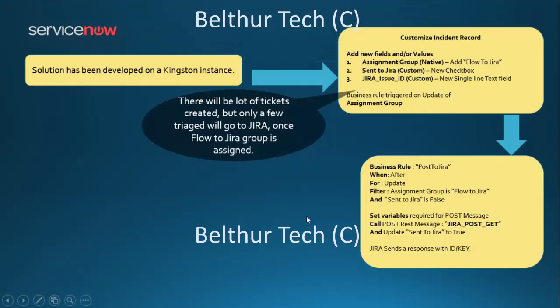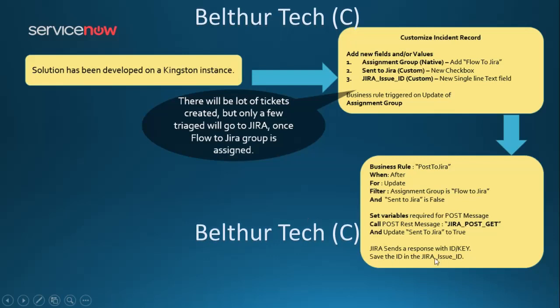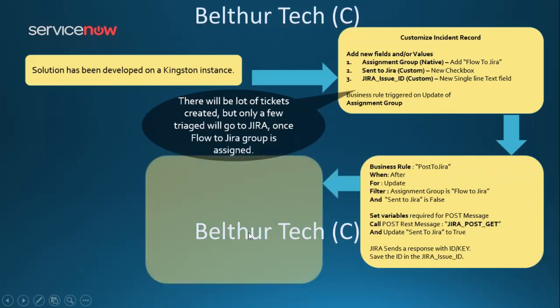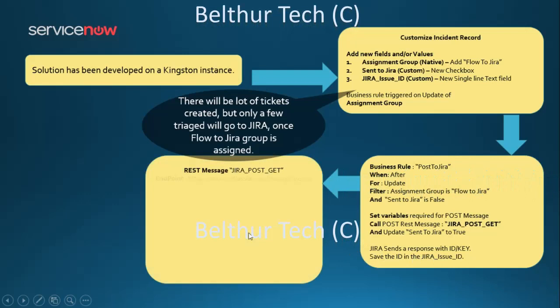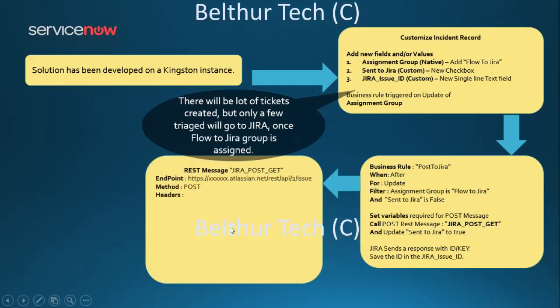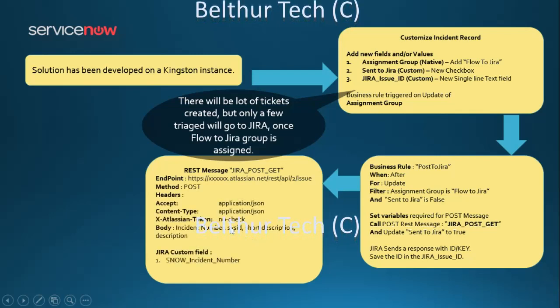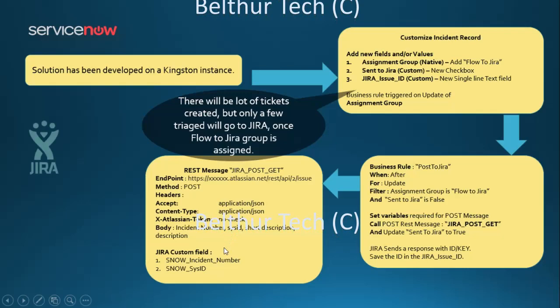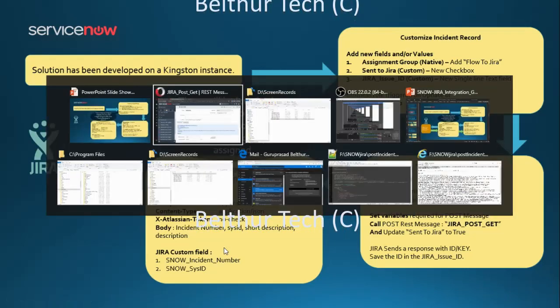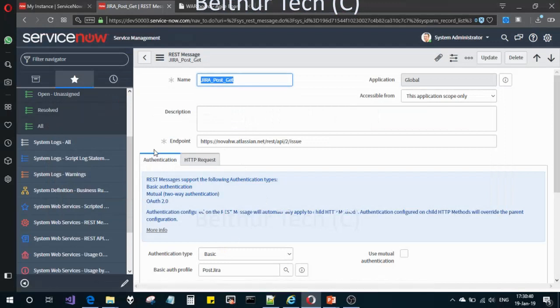So going back to the presentation, JIRA sends a response with ID key, we save it in the issue ID, and then the JIRA Post method does the post of the data to JIRA, and the JIRA custom field will have the Snow incident number and the sys ID, right? We'll actually see this working now. We'll go back to this.